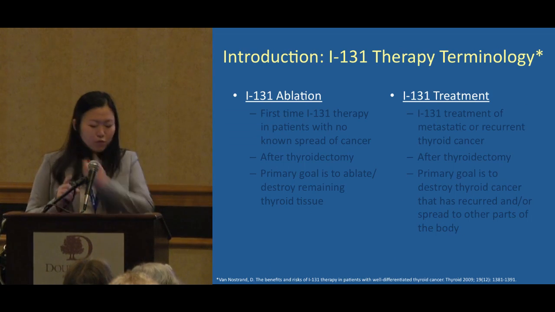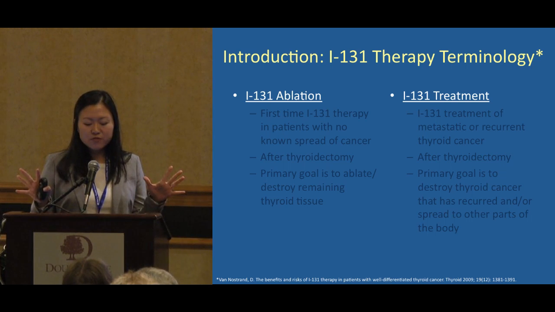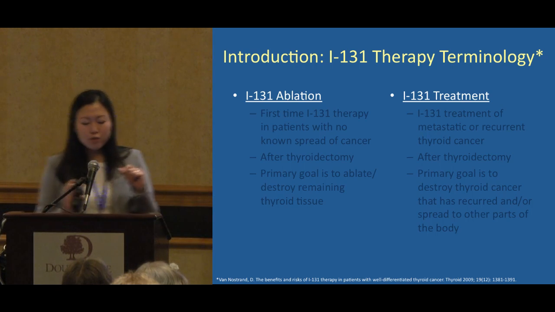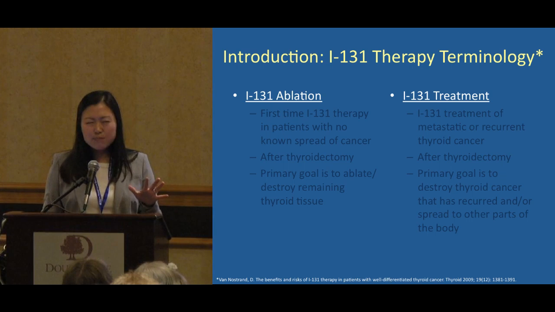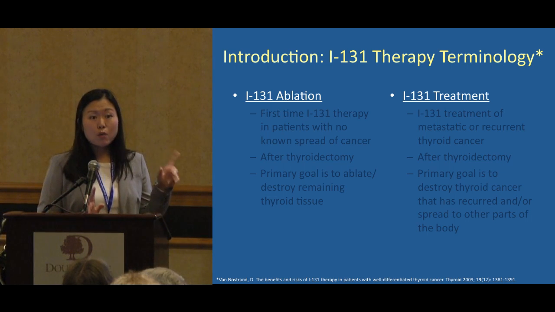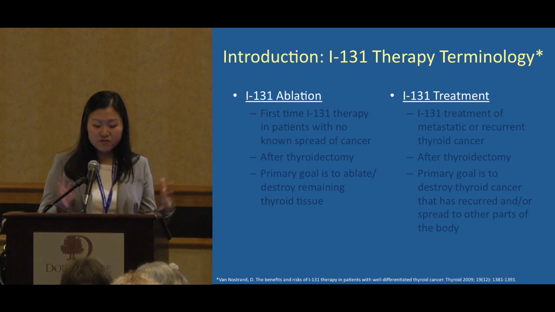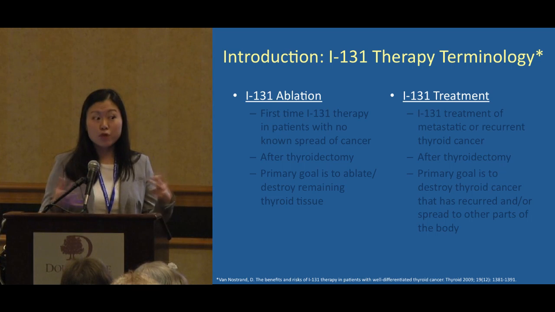Now, when I talk about radioactive iodine or I-131 therapy, we distinguish two different types, and I want to make that clear right from the start. When you talk about treatment with radioactive iodine, you can broadly classify it into two types. The first is what we call I-131 ablation, and I'm going to go into details of what the differences are. And number two is I-131 treatment.